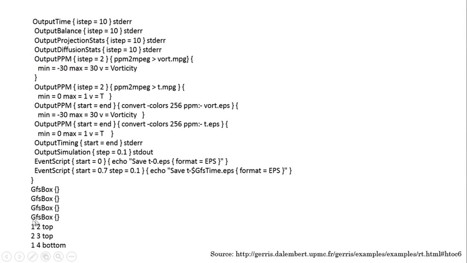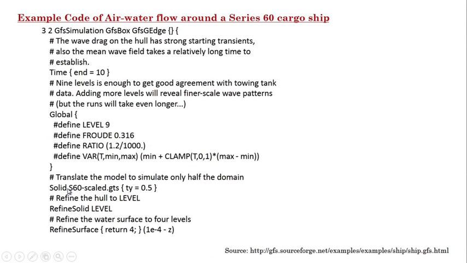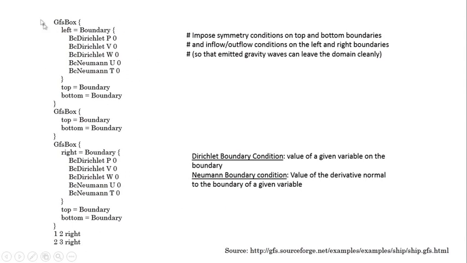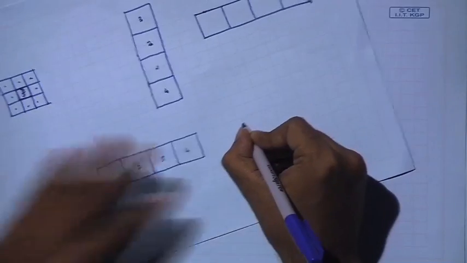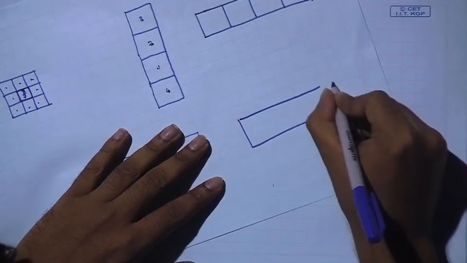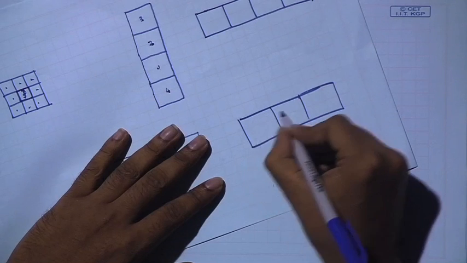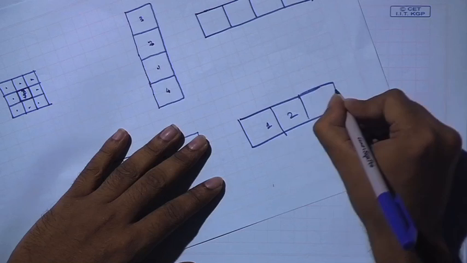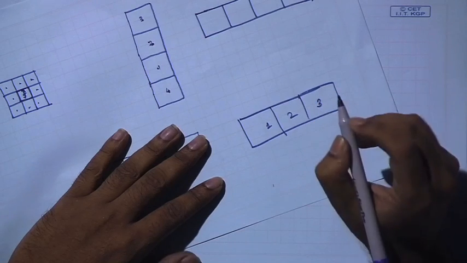Here nothing is specified about the boundary conditions. So I have taken another problem where I will show how to implement boundary conditions in Gerris. This problem is air-water flow around an obstacle. In this problem, there are 3 boxes, oriented like this: 1 2 right means box 2 is on the right side of box 1, and then 2 3 right means box 3 is on the right side of box 2.